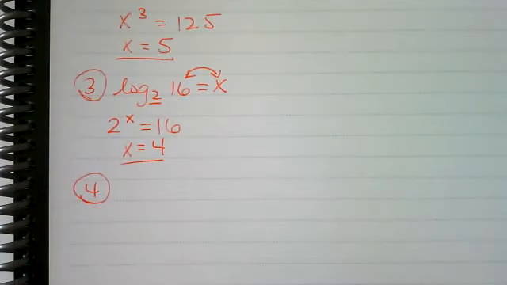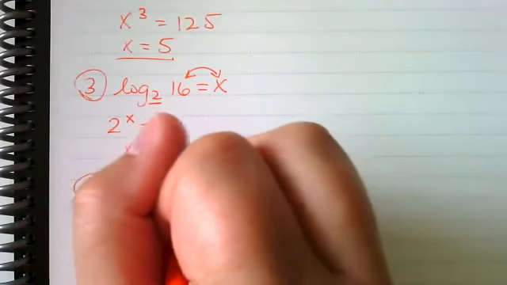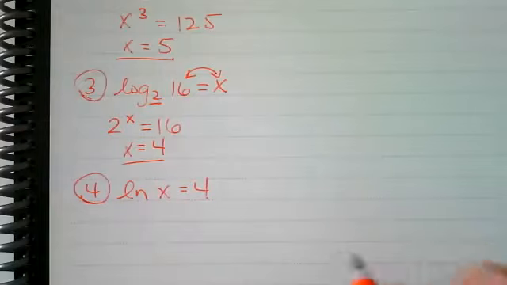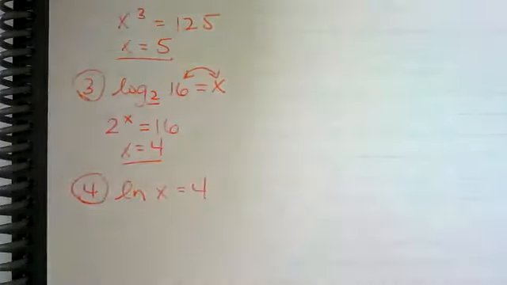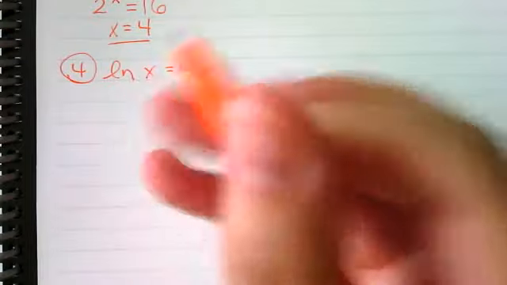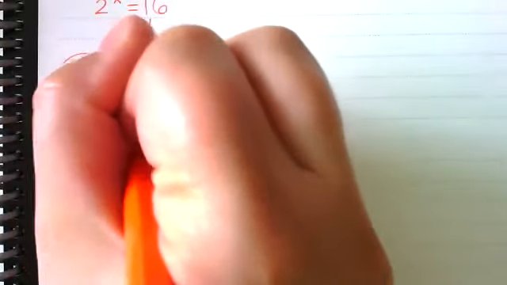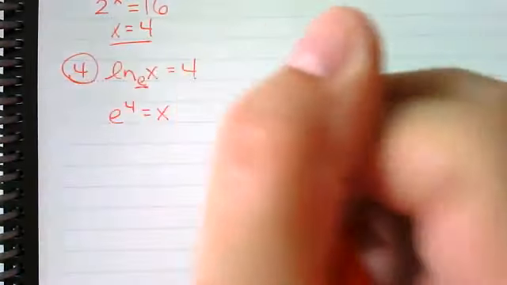Okay. And the last one, we have the natural log of x equals 4. Again, same thing every single time. Find your base, swap the other two numbers, and then solve. So here they did not give me a base. Remember, the base of a natural log is always e. So I'm going to rewrite it as e to the 4th equals x.